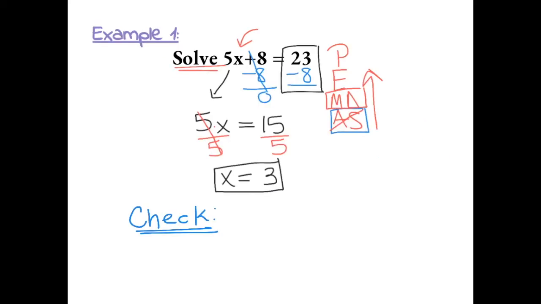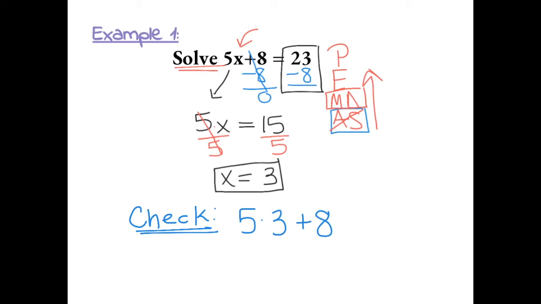Now to check our answer, we can take the number that we got for our variable, so 3 for x, and plug it into the original equation for x. So I'll have 5 times 3 instead of 5 times x, plus 8, and I want to see if when I simplify this, it's going to equal 23.